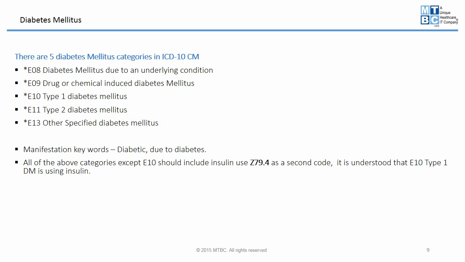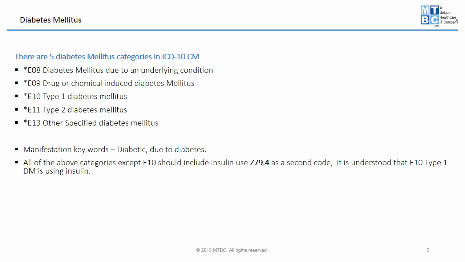Okay, so there's 5 diabetes mellitus categories in ICD-10. We have diabetes due to an underlying condition, drug or chemical induced diabetes, type 1 diabetes, type 2 diabetes, and other specified diabetes mellitus. So originally, in order to indicate type, we used to use the 5th digit for type, and if it was controlled or uncontrolled.